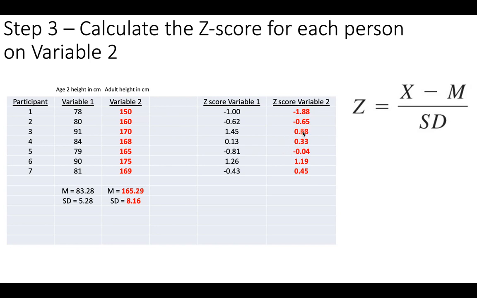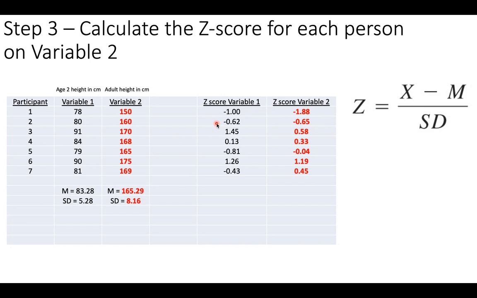So I want us to take a quick look at maybe eyeballing the relationship between these two variables. Person 1 was short as a 2-year-old, and they're even shorter as an adult, right? Negative 1.88. Person 2 was kind of short as a 2-year-old, and they're kind of short as an adult. So these two people, their scores on variable 1 and 2 go together. They have the same sign. They're both negative. What this means, perhaps counterintuitively a little bit, is that they are contributing to a positive correlation.